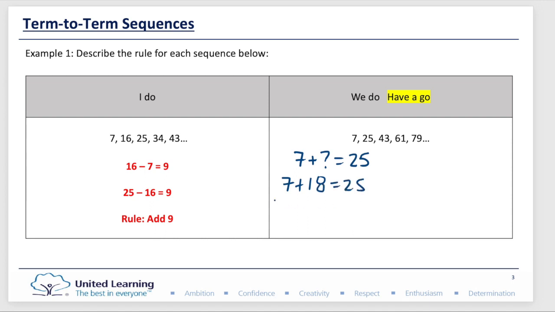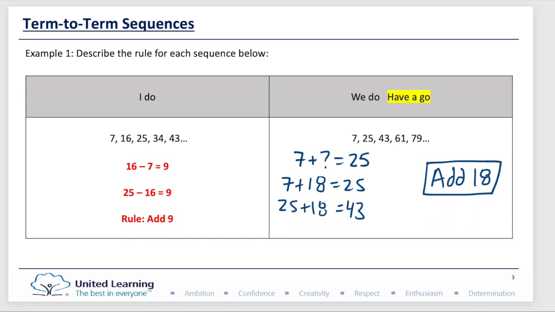Let's see if it keeps working. Is 25 plus 18, 43? Well, I know that 8 plus 5 is 13. Carry the 1, which would in fact get us 43. So this rule would be to add 18, and hopefully that's what you got.